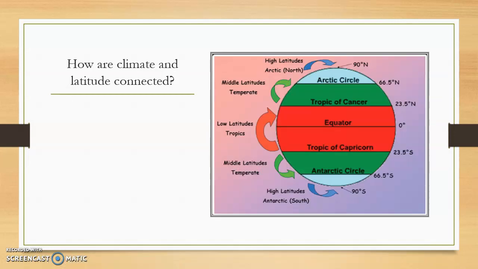How are climate and latitude connected? Well, lines of latitude are the ones that run east and west and measure north and south. So the closer your line of latitude is to the equator, the warmer you will be. For instance, people in that red area, from the Tropic of Cancer to the Tropic of Capricorn, are going to have a much warmer climate than the people in the blue areas up near the Arctic Circle. So if you go up to 90 degrees north, you are going to be much colder than if you were at 12 degrees north.